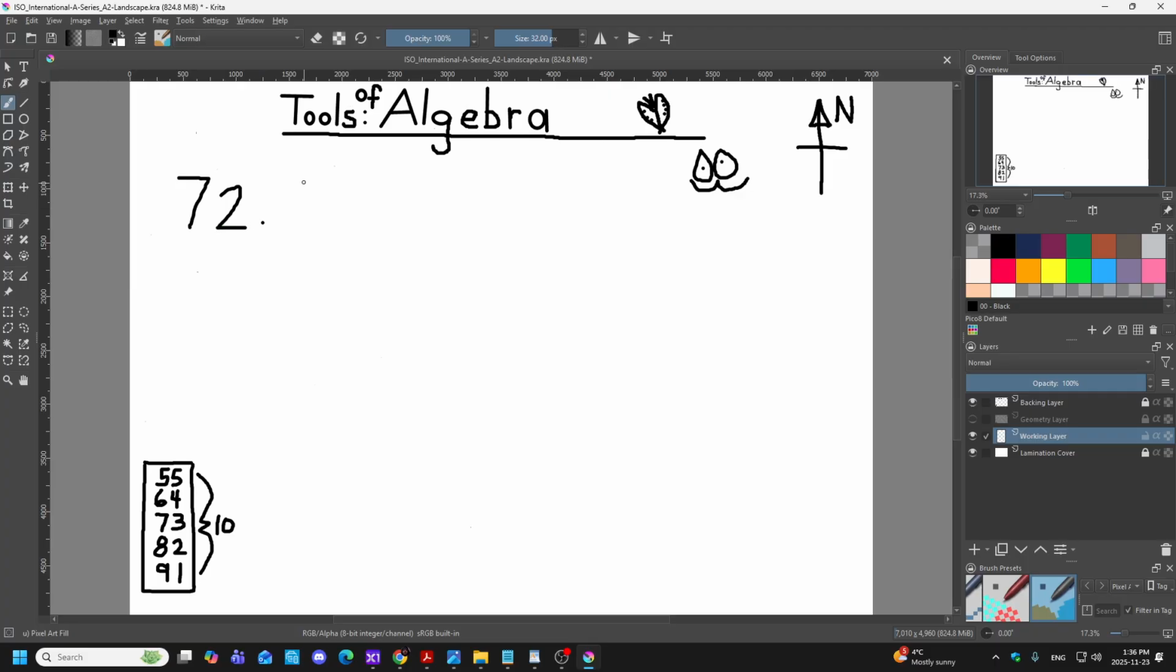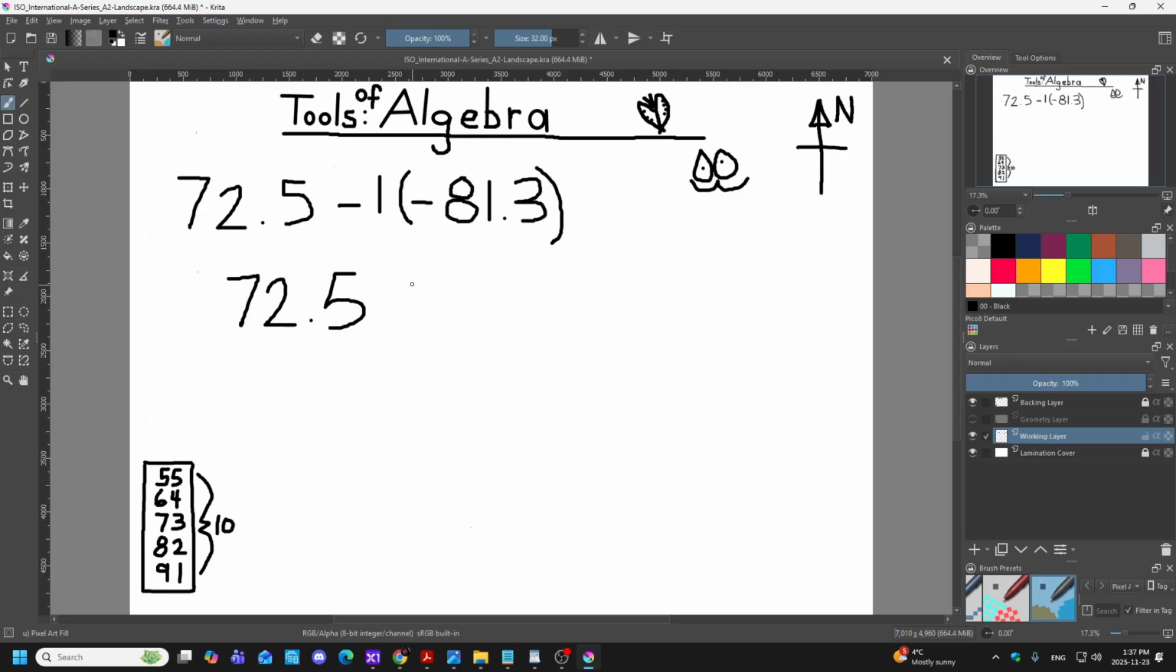72.5 subtract negative 81.3. 72.5 subtract a negative 81.3. Imaginary 1, same: a negative times a negative equals positive. 72.5 plus 81.3.